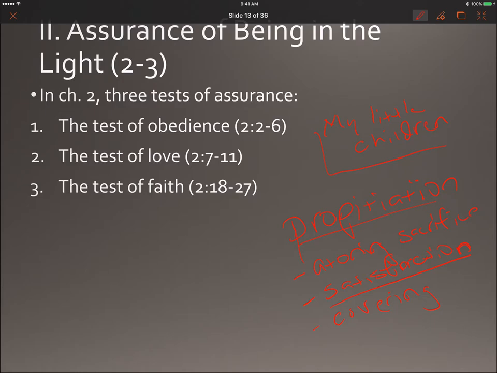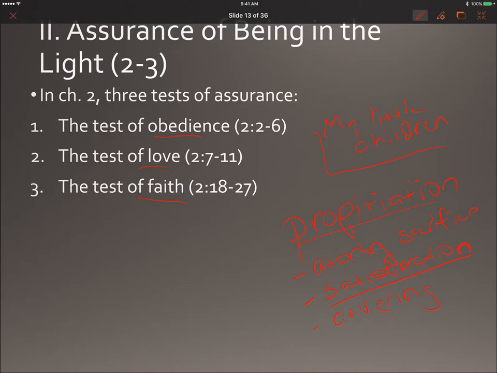Okay. So the test of obedience, what's that test, right? Verse 6, he who says he abides in him ought himself to walk just as he walked. Okay, so that's the test of obedience. Also the test of love. If we love God, we ought to love our brother or sister, right? Look at verse 9. He who says he is in the light and hates his brother is in darkness until now. He who loves his brother abides in the light, and there is no cause for stumbling in him. But he who hates his brother is in darkness and walks in darkness and does not know where he is going, because the darkness has blinded his eyes. Contradiction in terms to say we love God but hate our brother or sister. Okay?